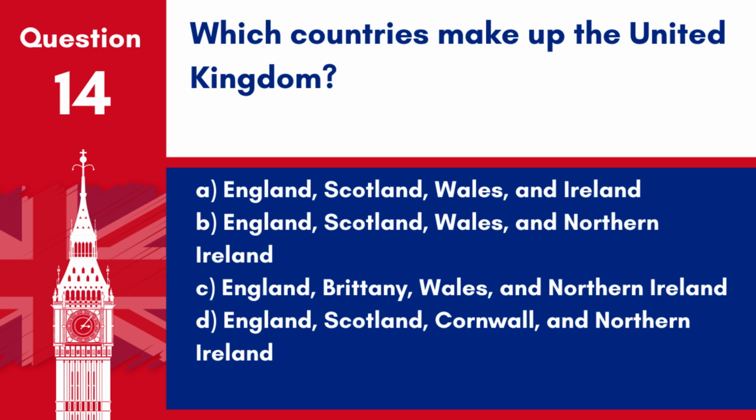Question 14. Which countries make up the United Kingdom? A. England, Scotland, Wales, and Ireland. B. England, Scotland, Wales, and Northern Ireland. C. England, Brittany, Wales, and Northern Ireland. D. England, Scotland, Cornwall, and Northern Ireland.